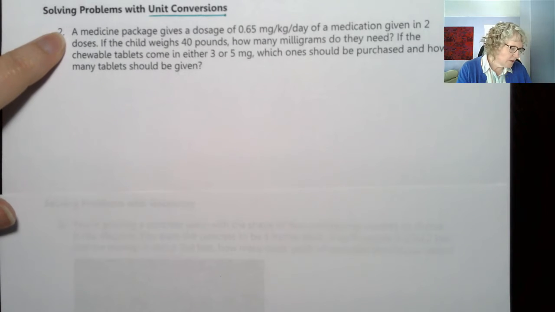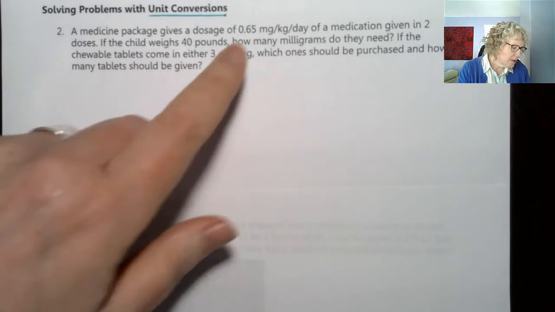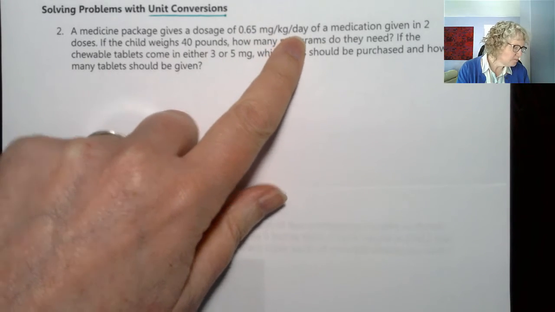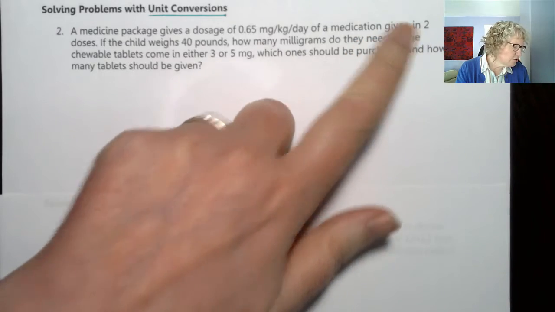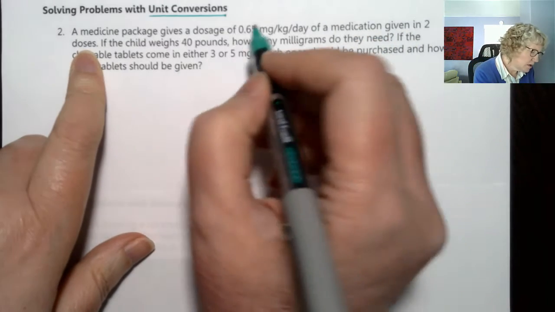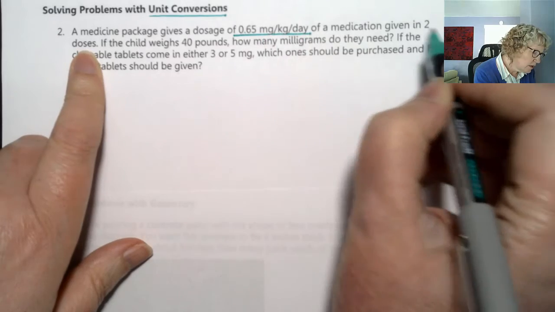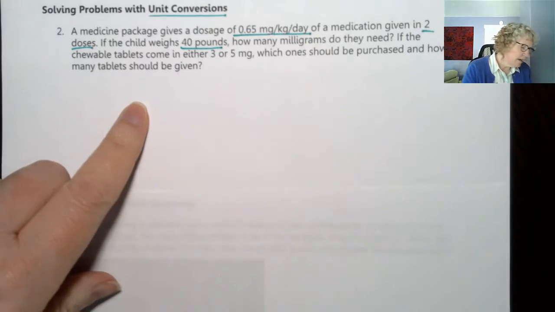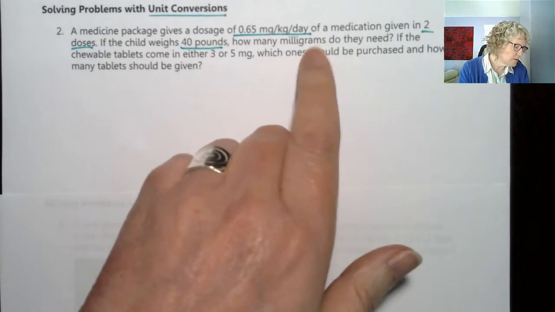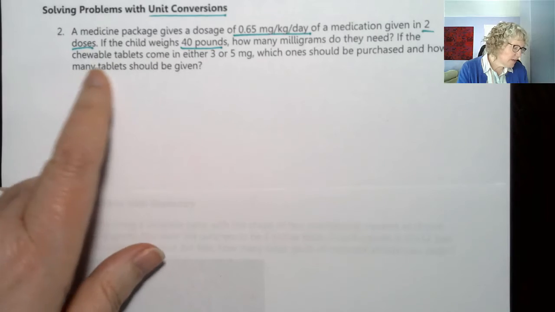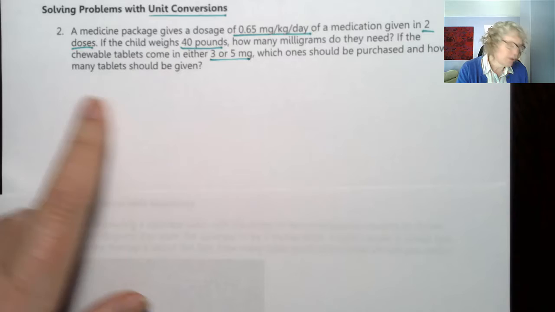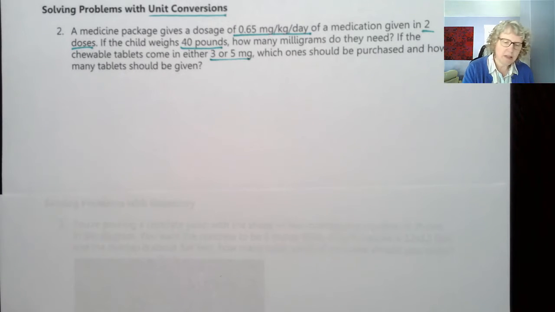So a medicine package gives a dosage of 0.65 milligrams per kilogram per day. So we've got quite a rate here of a medication given in 2 doses. If the child weighs 40 pounds, how many milligrams do they need? Okay, so there's one question. If the chewable tablets come in either 3 or 5 milligrams, which ones should be purchased and how many tablets should be given? Okay, so we've got some units here, right?